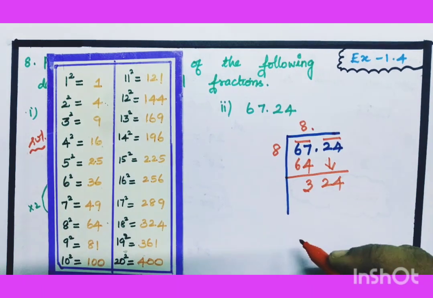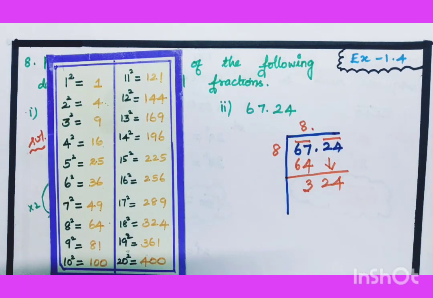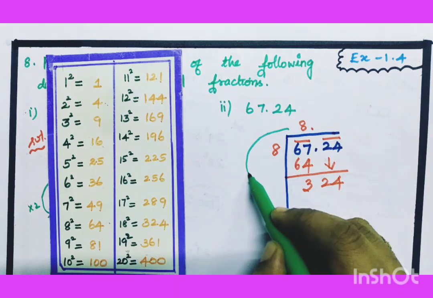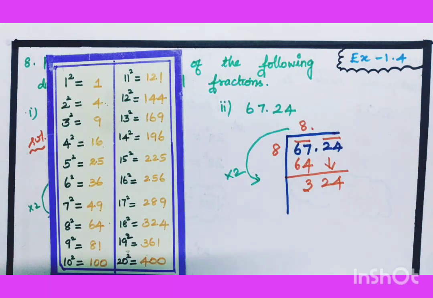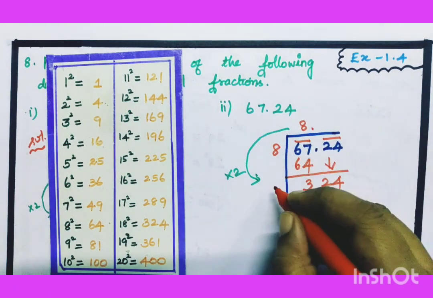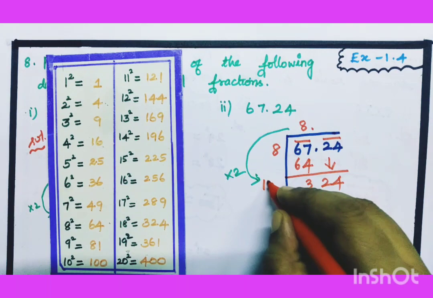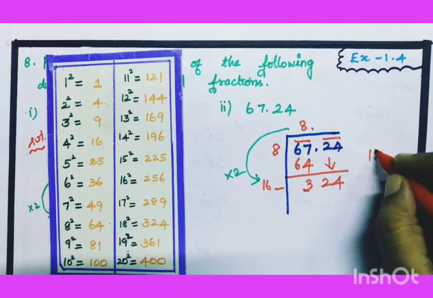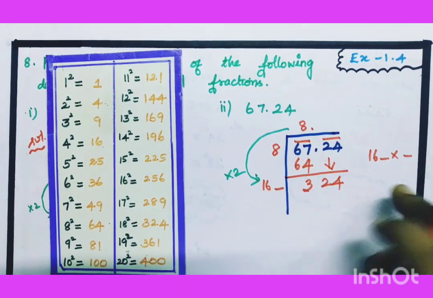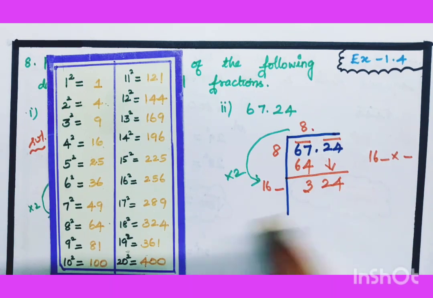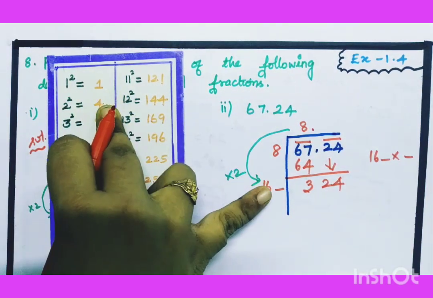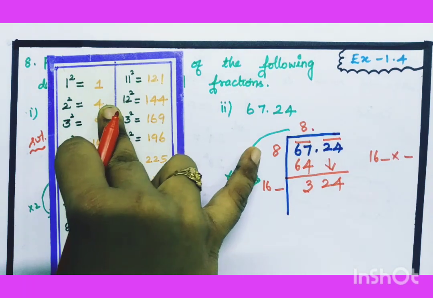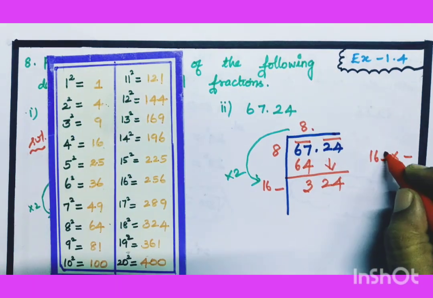2, 4. Next step, what I said. Top number into 2, 8 2s are 16. So here I will write 16 dash into dash. I need 4 only. Should I take 8 or 4? 16 is less only. So I am going to first try with 2.